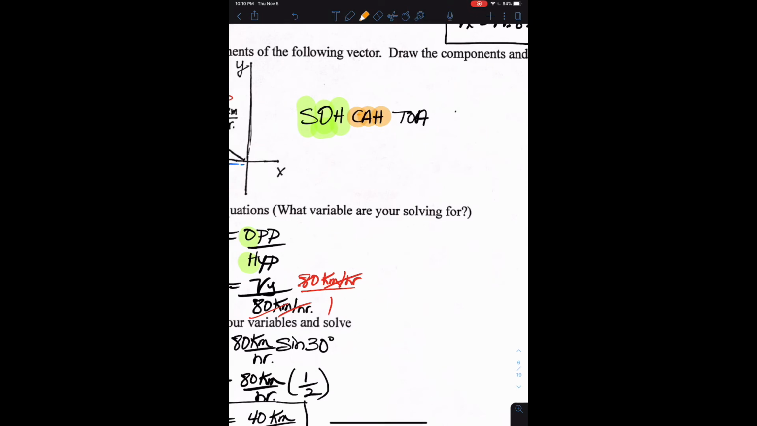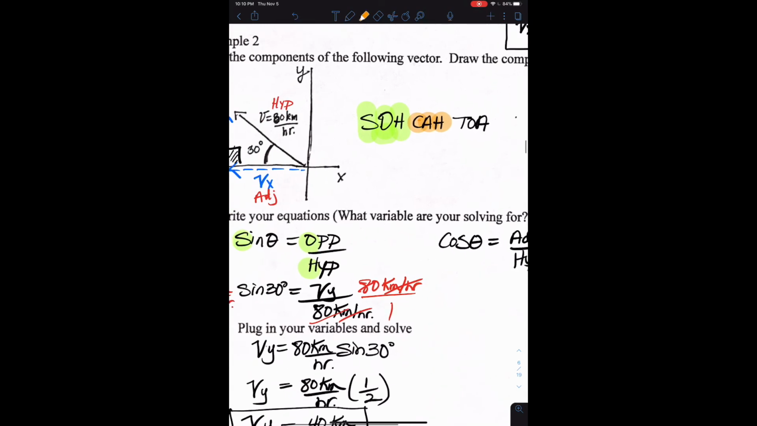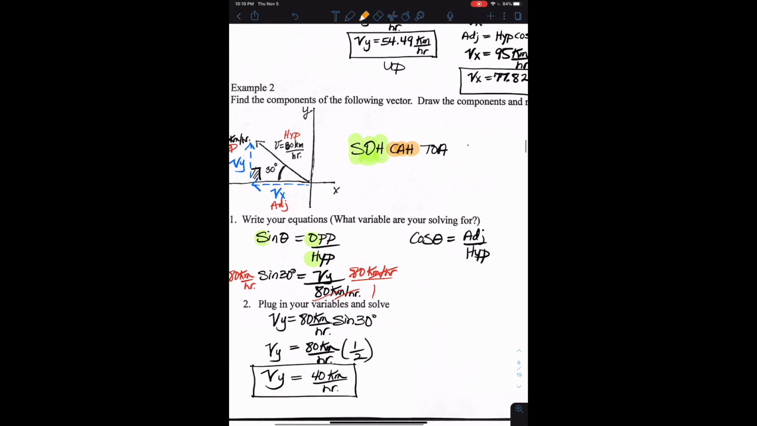C-A-H. This is telling us cosine theta is equal to the adjacent over the hypotenuse. Notice that when we use SOHCAHTOA, the order is always the same, right? S-O-H, C-A-H. Just like that. All right, let's go ahead and plug in what we got.